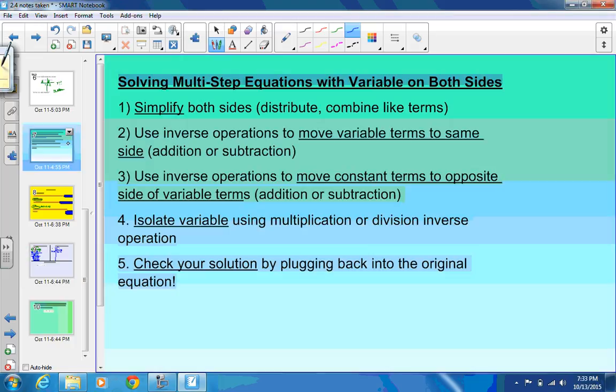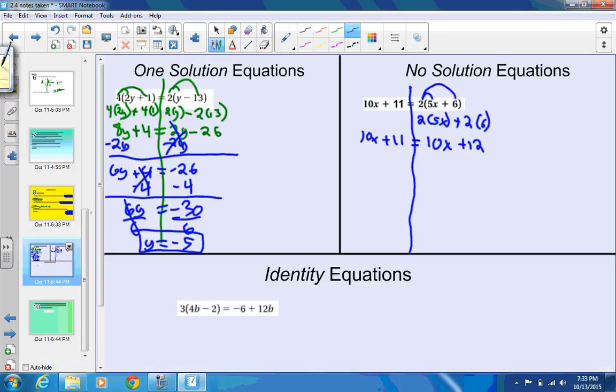So after I do that simplifying, I'm going to use an inverse operation to get rid of the variable term from one side. So the whole term, remember, not just the 10, I want to get rid of this whole 10x so there's no variables on this side. So I'm going to subtract the 10x from this side so that it's gone there. Now I'm going to subtract 10x from this side, and 10x minus 10x, that's gone too. So we're just left with 11 equals 12.